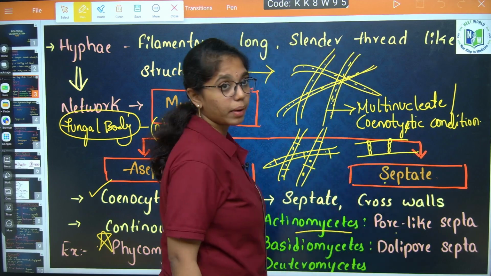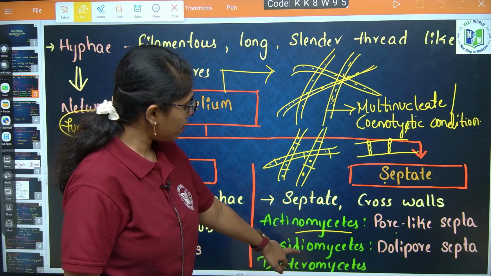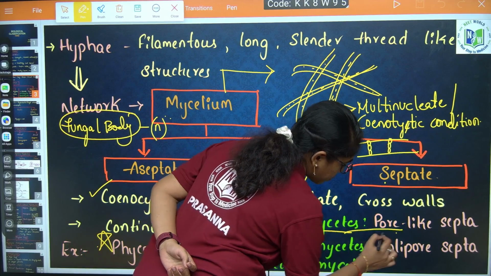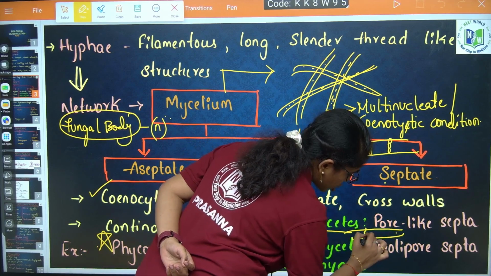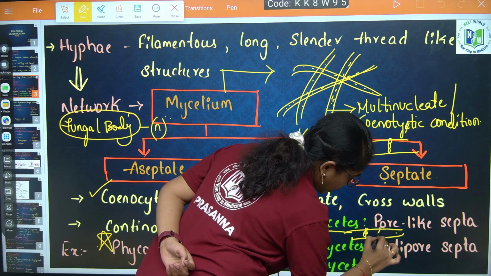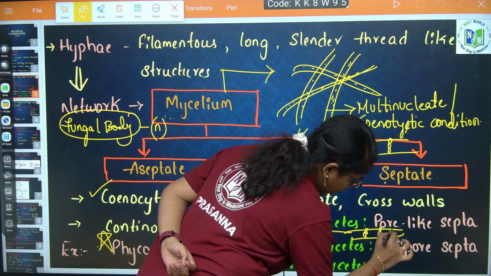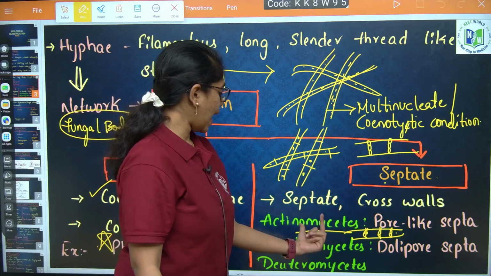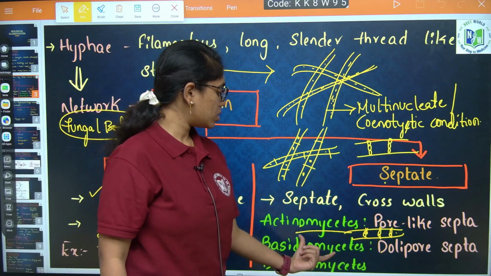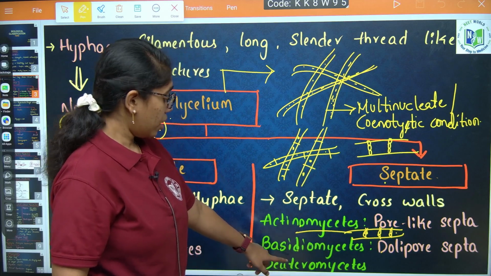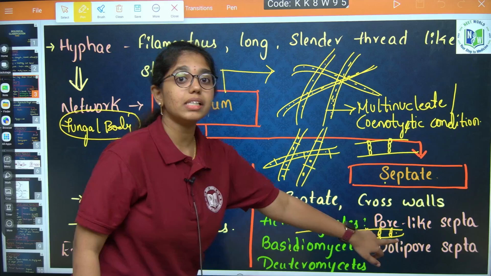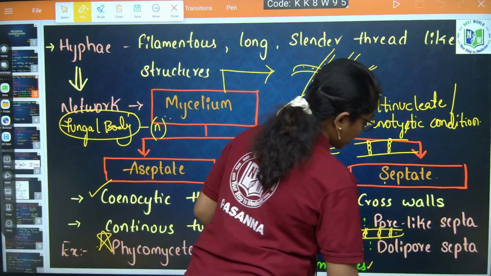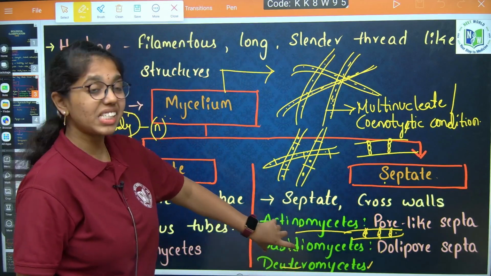Hyphae are divided by what? Pores. If you see Basidiomycetes, dolipore septa is present. What is dolipore septa? In a hypha, small sac-like structures divide the septa. This is called dolipore septa. Pore-like septa you will see in Ascomycetes, dolipore septa you will see in Basidiomycetes. Deuteromycetes also have septate mycelium, but there is no specific septa.